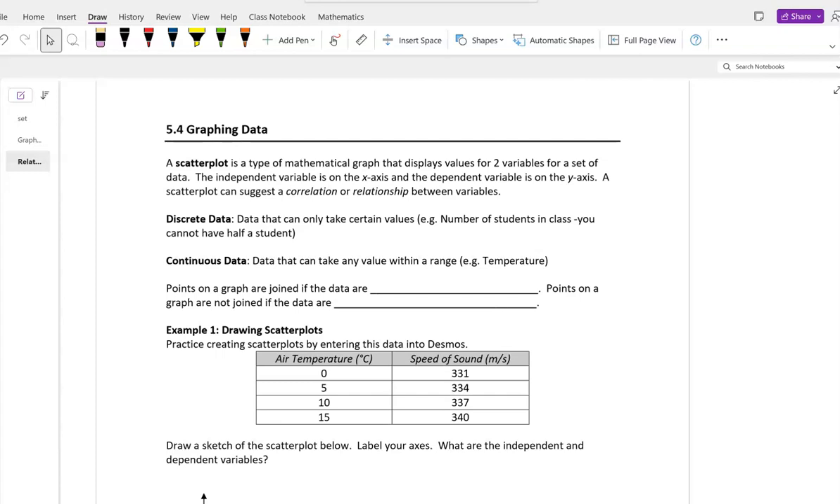This lesson is a very short lesson on graphing data. It's going to be on this topic called scatter plots. You've probably seen these in other courses, maybe science. You've probably done a scatter plot. Maybe you didn't even know that's what it was called. Basically, it involves plotting points and making what's called a line of best fit.